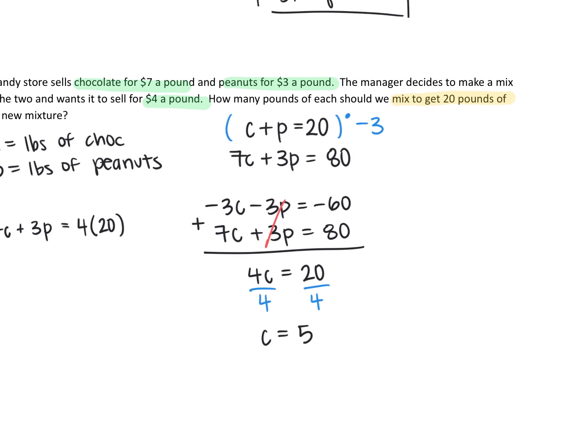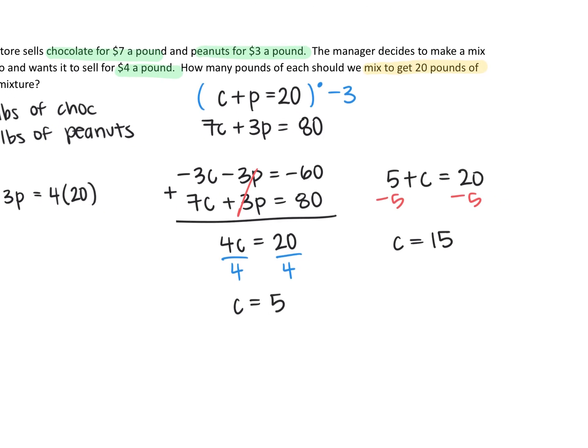So when I'm solving for my peanuts, we'll do 5 plus P equals 20. Subtract 5 from both sides, and we get that P is 15. So we have 15 pounds of peanuts and 5 pounds of chocolate.